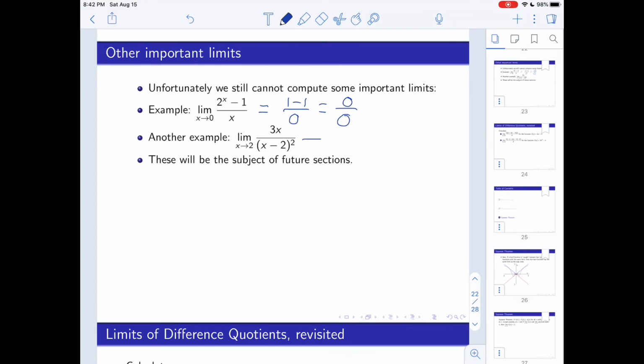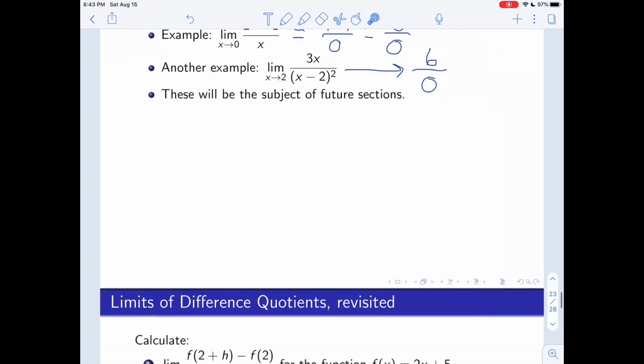In the second example, if you plugged in 2, you'd end up with 6 over 0. And again, there's not something to factor and cancel, so that's not going to work for us. We've only managed to deal with a sort of special collection of these 0 over 0 ones that we can in some way, shape, or form cancel. And in future sections, we'll be able to talk about how to do some of these others.